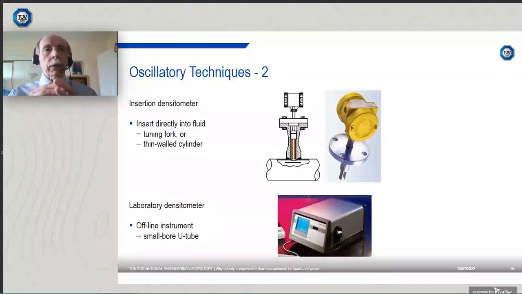So insertion densitometers, these are inserted directly into the fluid or perhaps in a bypass. So typically these would be tuning fork or thin-walled cylinder designs, and these can be used for online measurement for gases and liquids. Laboratory densitometers, offline instruments, typically use a small bore U-tube filled with the fluid whose density you're measuring. But the principle is the same. You're measuring a period of oscillation, and from calibration of the instrument, you can get a density from that.